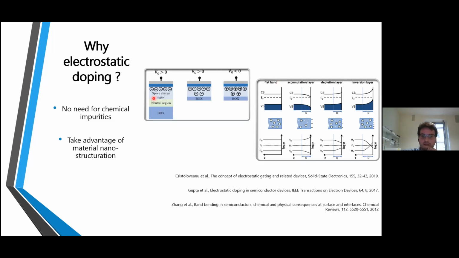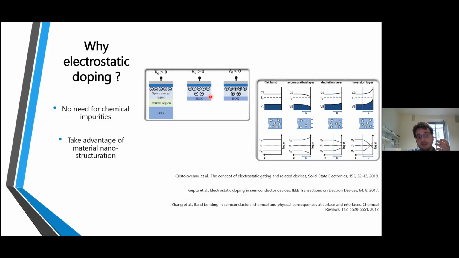Indeed, let's consider a planar conventional MOSFET structure. If the extension of the bulk semiconductor is much higher than the extension of the space charge region, which is induced by the band bending effect, then the electrical properties of the material are not really influenced by the application of the electric field.